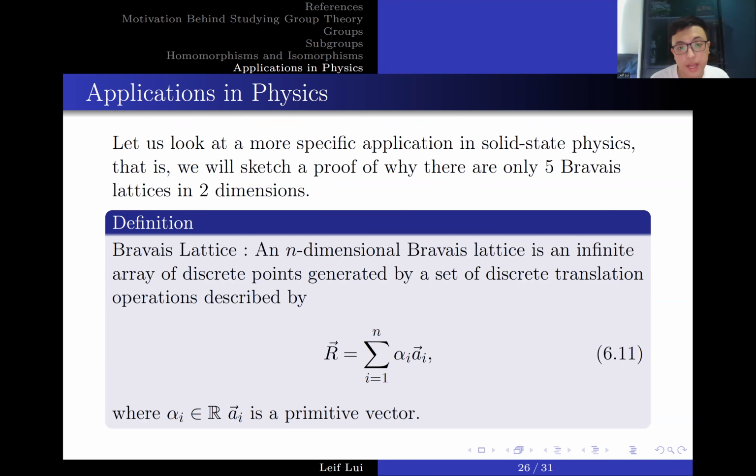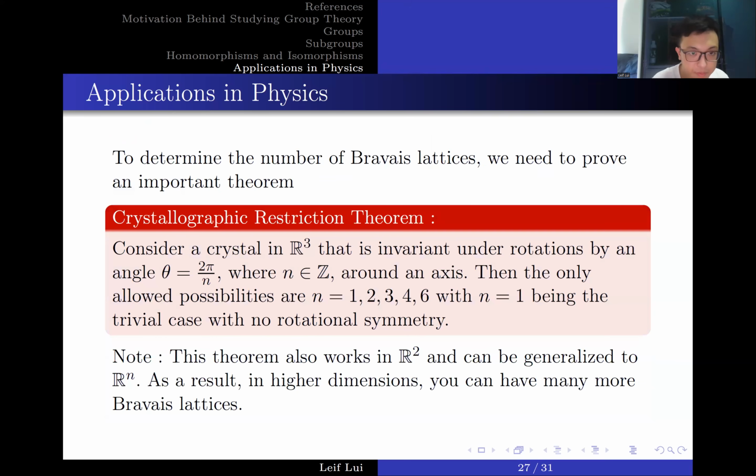A Bravais lattice is an n-dimensional lattice such that an n-dimensional Bravais lattice is an infinite array of discrete points generated by the set of discrete translation operations described by the following equation, where alpha is some real number and a is some primitive vector. So a primitive vector describes the vector between points, maybe 3 points that can generate the other points, but they need not be orthogonal to each other.